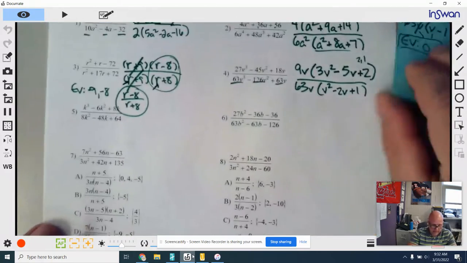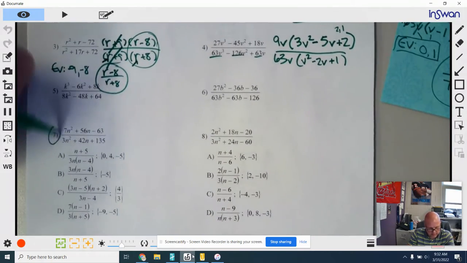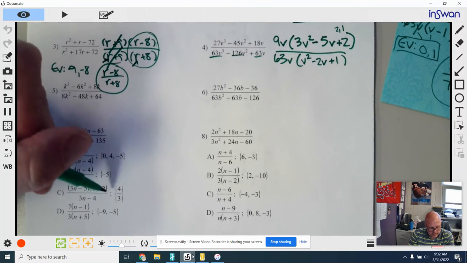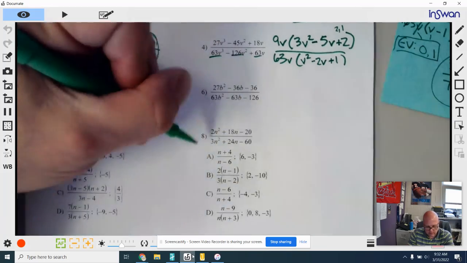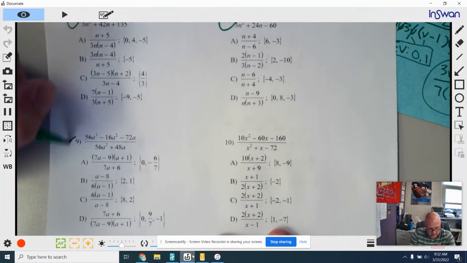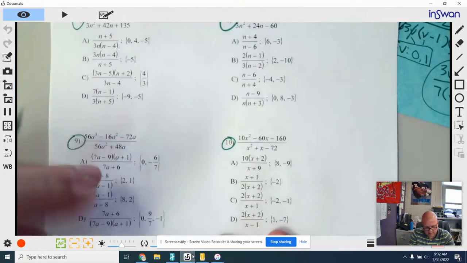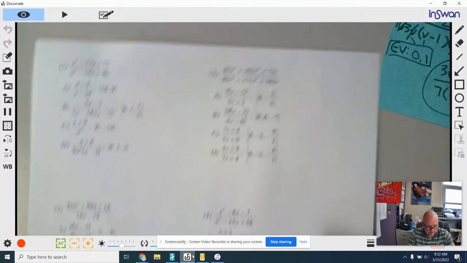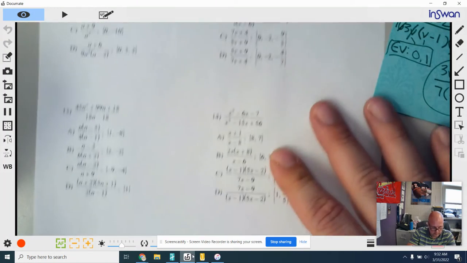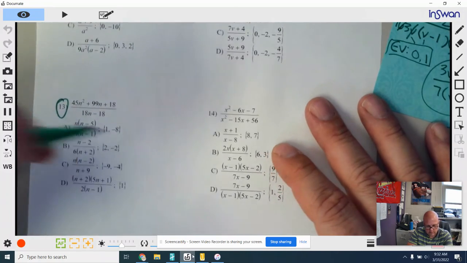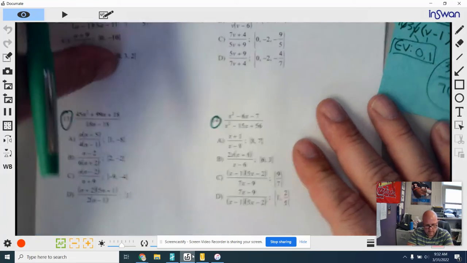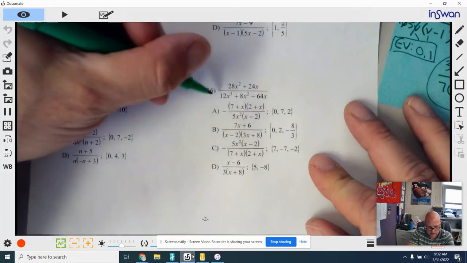All right, we're going to skip 5 and 6, so why don't you guys go ahead now and do number 7. And again, when you're looking at these, the ones in brackets, those are your excluded values. Okay, number 8. Number 9. 10. 11. 12. 13. 14. 15. And 16.